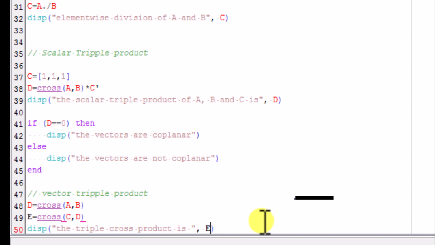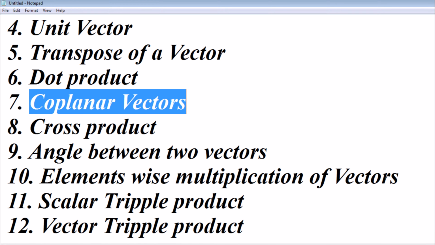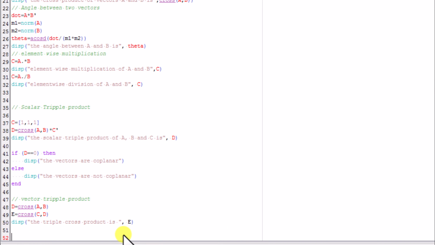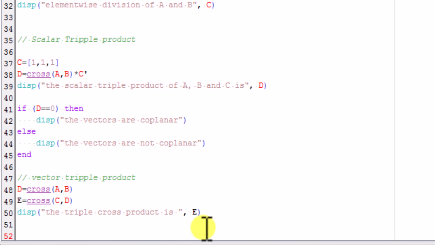Now let us come to another topic, which is vector four product and scalar four product. Vector four product means we have four vectors and we take their cross product. We have already taken the cross product of three vectors, and in a similar way we can take the cross product of four vectors. For that we need four vectors. We have already used a, b, c, d, e. Let us take f is equal to [4, 5, 6]. So this is our fourth vector.